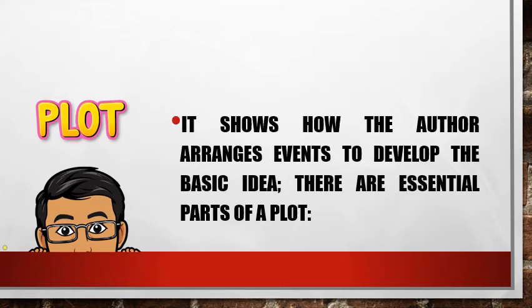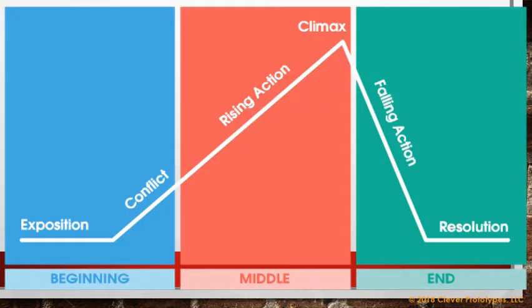Plot. It shows how the author arranges events to develop the basic idea. There are essential parts of a plot. So when you say plot, these are the sequence of events. A plot has three main parts. It has the beginning, the middle, and end, which are all subdivided. For the beginning, we have exposition and conflict. For the middle part, we have rising action and climax. And for the end part, we have falling action and resolution.